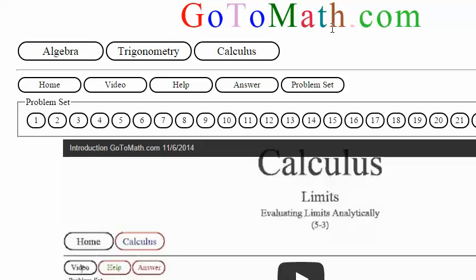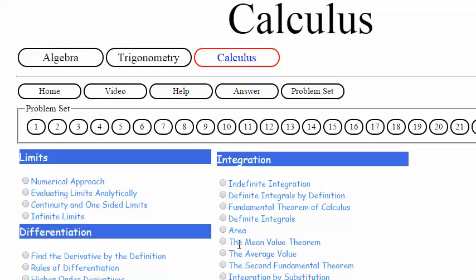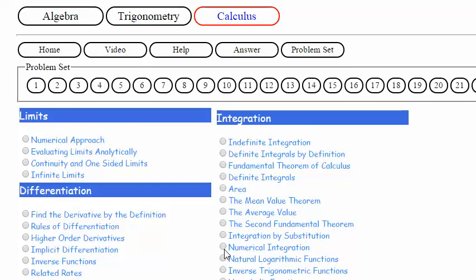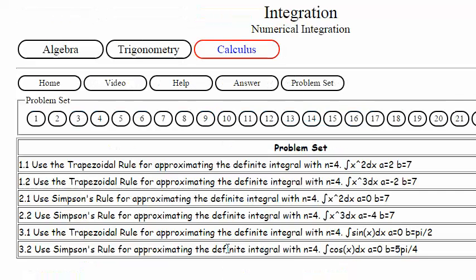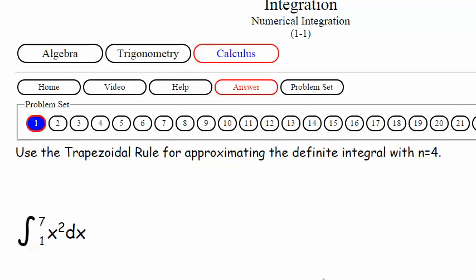We're here at gotomath.com. Click on the calculus button and let's go down to numerical integration. Numerical integration, because in the real world this is what you'll probably use. It says use the trapezoidal rule for approximating the definite integral with n equals 4, and here's the integral and here's the limits. Alright, so let's go to there.